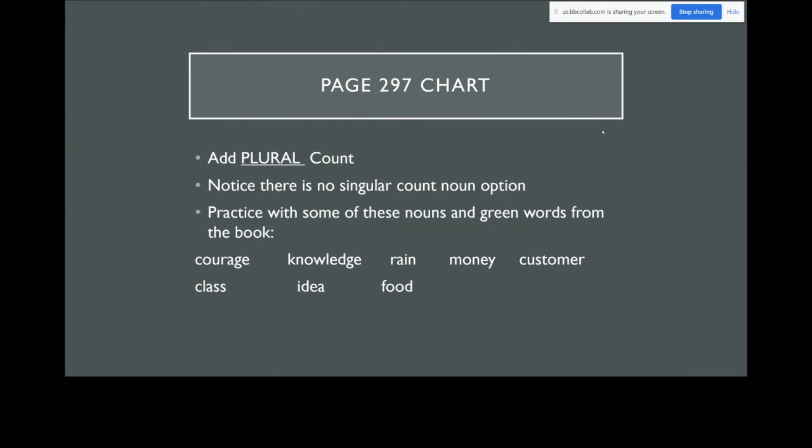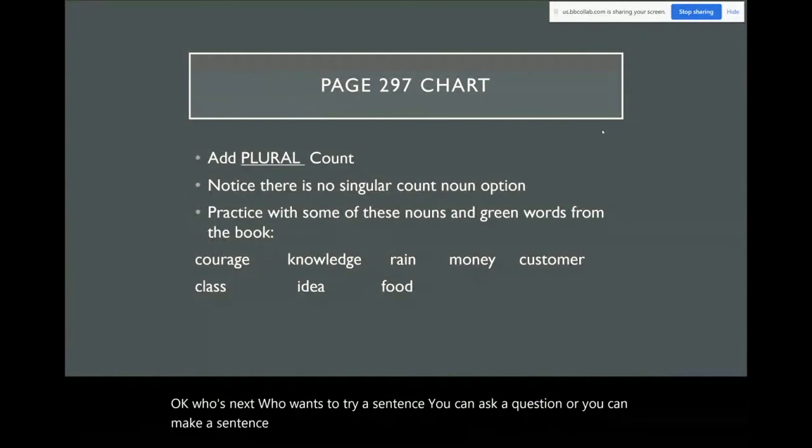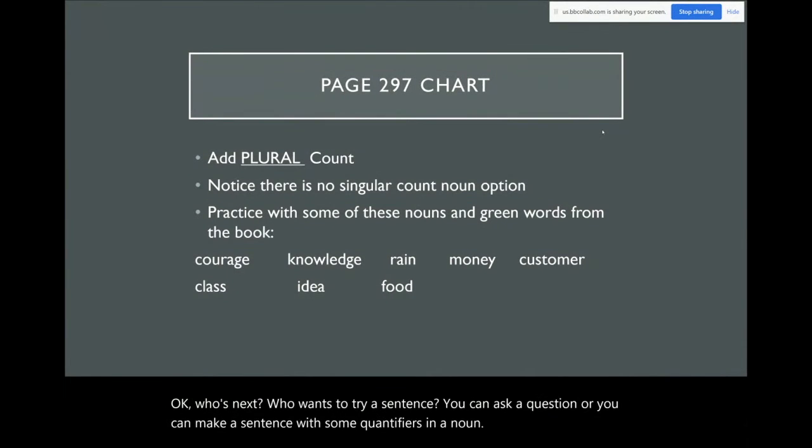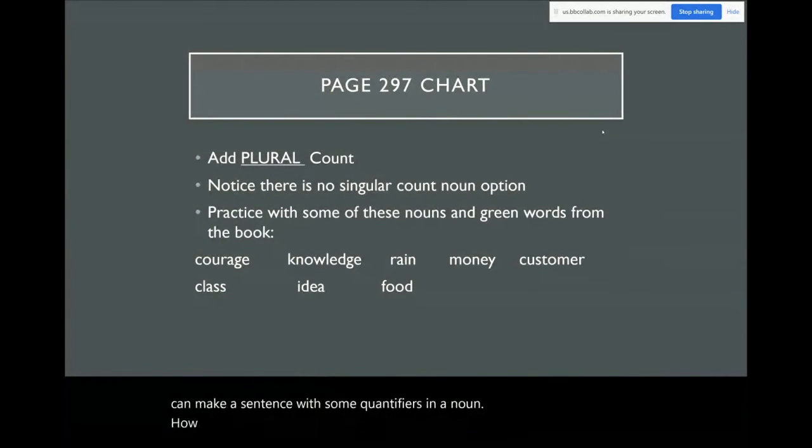Okay, who's next? Who wants to try a sentence? You can ask a question or make a sentence with quantifiers and a noun. How much money do you have? Yes, that's a good one. Good. Okay.